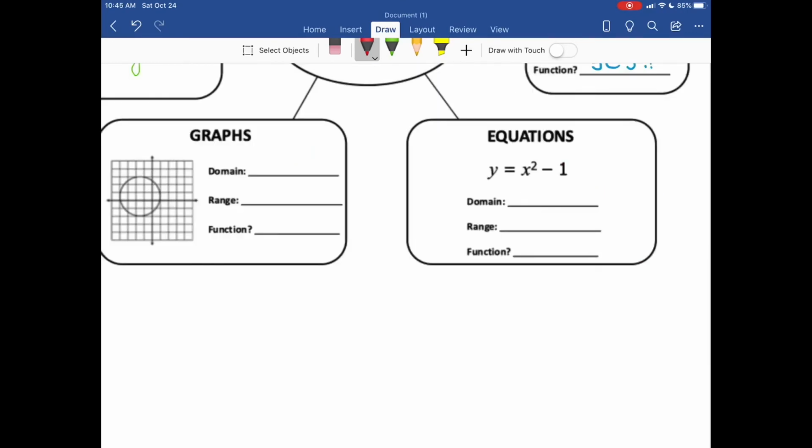And just so that you know, we are going to table the domain and range questions for equations, and we will circle back to those.